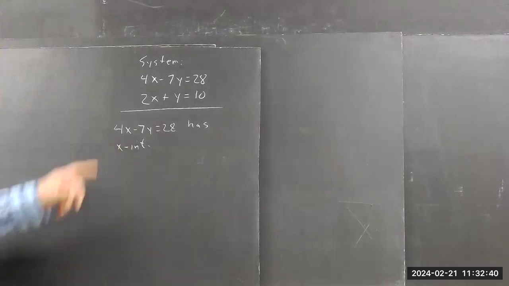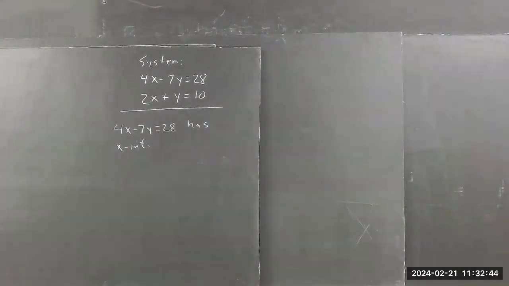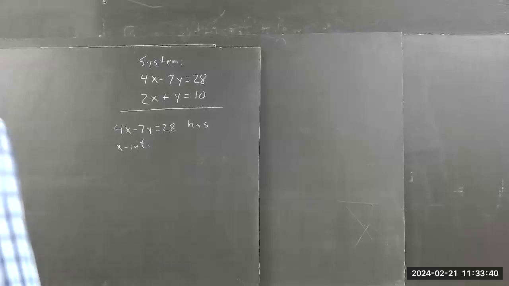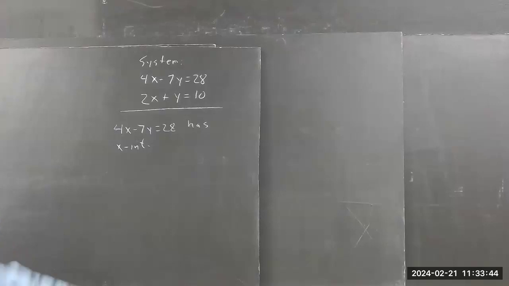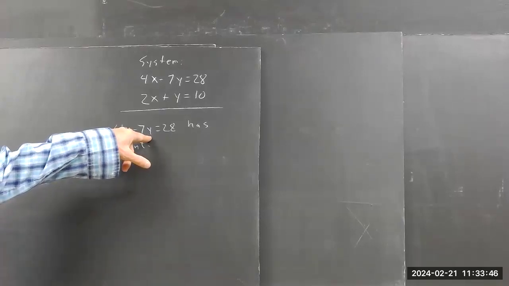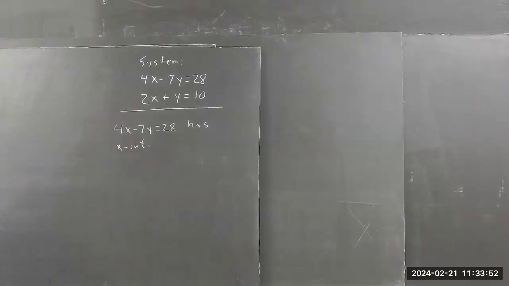So what's the x-intercept here? What are you going to do to that equation? What number could you plug in for one of the variables? Okay, well, we've got a pretty good response there. What do you know about the x-intercept? Well, y equals 0. So you're going to let y equal 0 and find out what x is, right? Then you'll have a point on the graph that's on the x-axis.